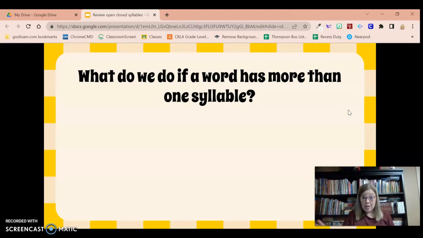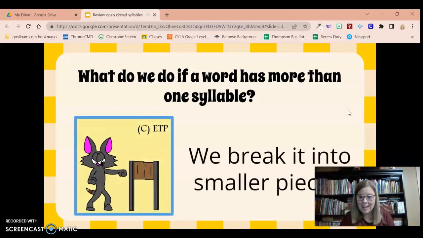What do we do if a word has more than one syllable? What are we going to do? Hi-ya! We break it into smaller pieces, and then we can find the syllables and look at the syllable type, and it helps us to be able to read the word.